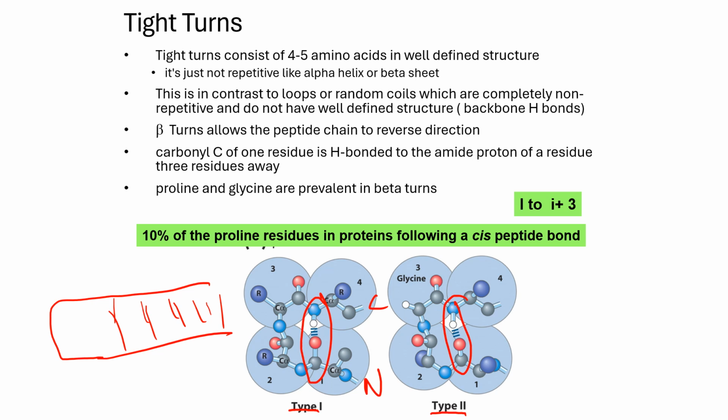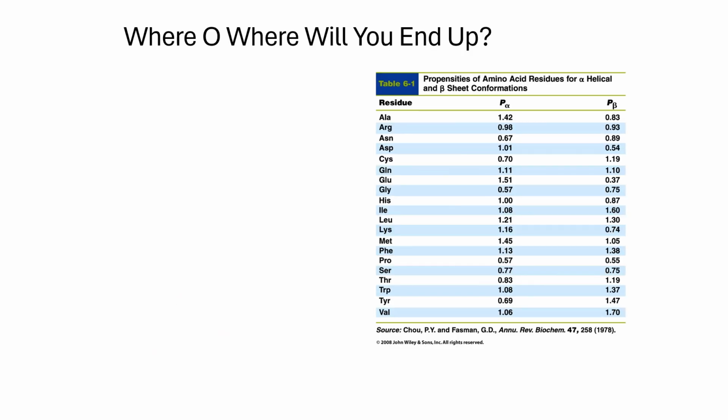Now, 10% of proline residues in proteins follow a cis peptide bond. So ultimately, what I want you to know about that is that proline and glycine are secondary structure breakers. Their nature is to break the secondary structure, but that nature can be harnessed to form those tight turns.